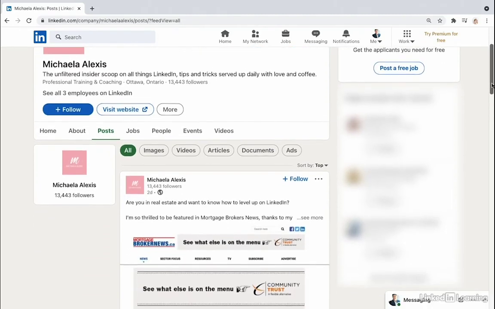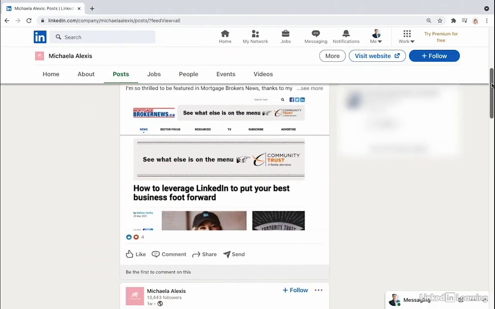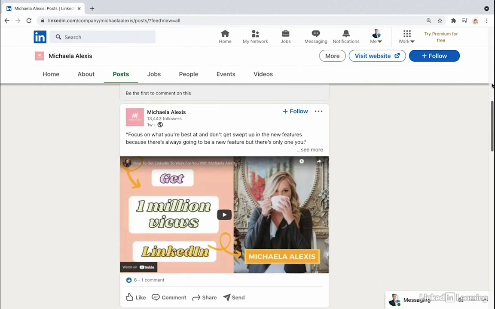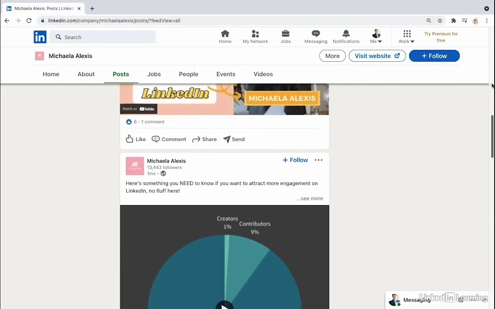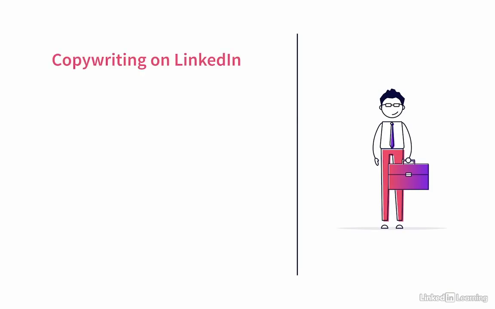If your ideal audience includes professionals, LinkedIn is where you'll find them. But that doesn't mean that your content can't be fun and creative. Here are 3 ways that you can create captivating content on LinkedIn.